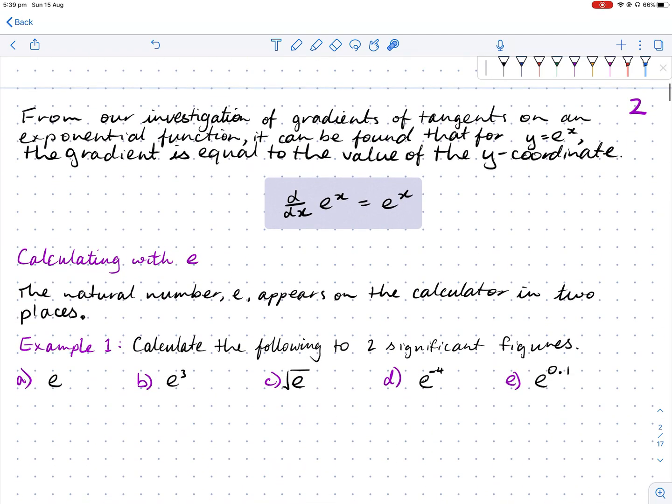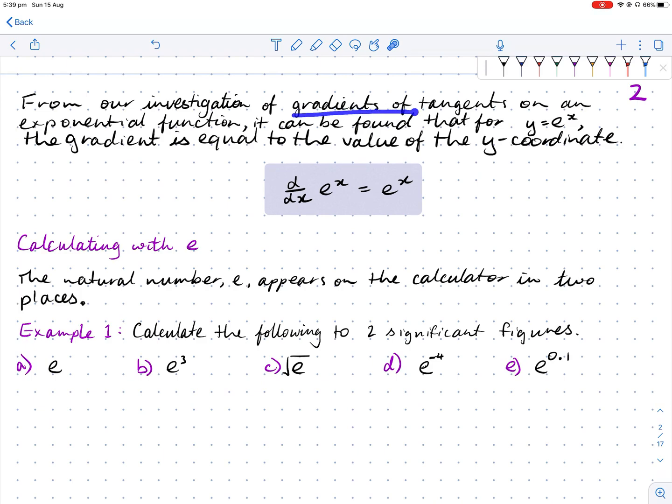So using that, we can now say that if we're looking at the gradient of a tangent on an exponential, if we're looking at e to the power of x, the gradient is the same as the y coordinate. Or in other words, if I differentiate e to the power of x, we're going to get e to the power of x back out, okay? Because y equals e to the power of x. So that's going to be a really special relationship that we will be using. We'll be using this a lot more in our next lesson rather than in this lesson.